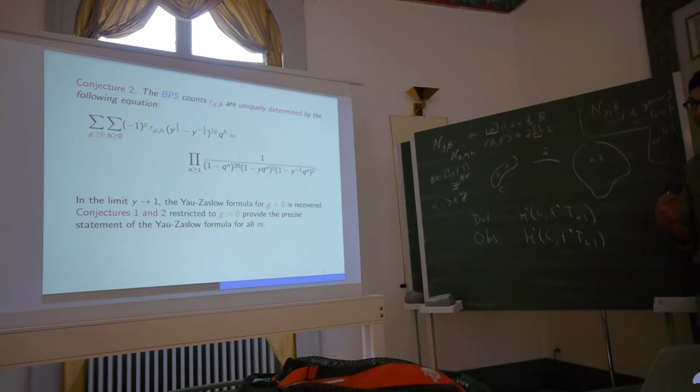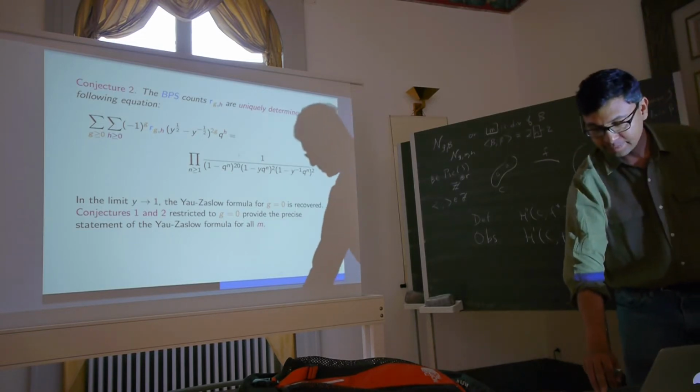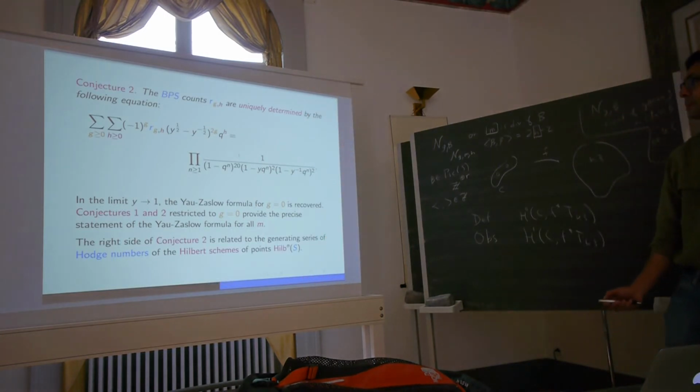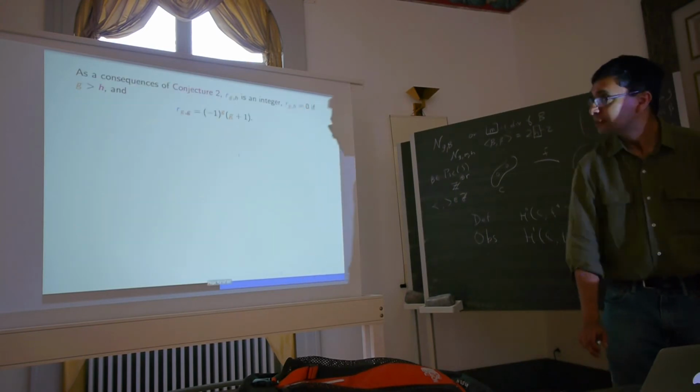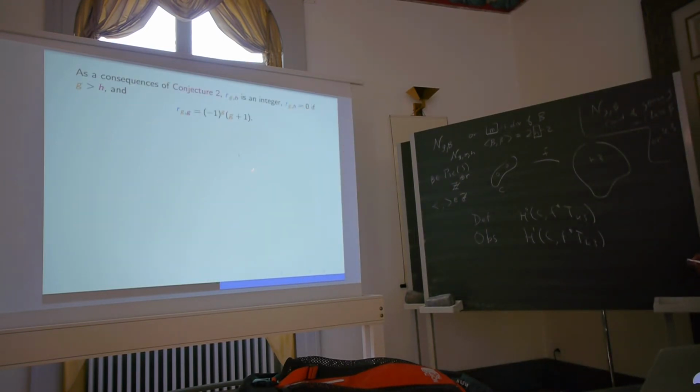So this Katz-Klemm-Vafa formula has these two parts, conjectures 1 and 2. Conjecture 1 captures the fact that there's no dependence on divisibility. Conjecture 2 tells you the answer. Okay, so the right side of conjecture 2 is related to the generating series of Hodge numbers of the Hilbert schemes. In the Yau-Zaslow formula, as I said, that was related to the Euler characteristics of the Hilbert schemes. And now we have the Hodge numbers. All right, so as a consequence, this BPS state count is an integer, and it's 0 if the genus is greater than h, and it has this property here.